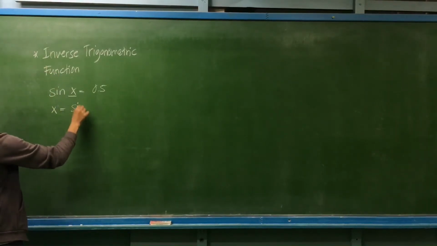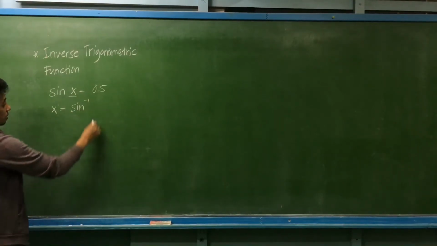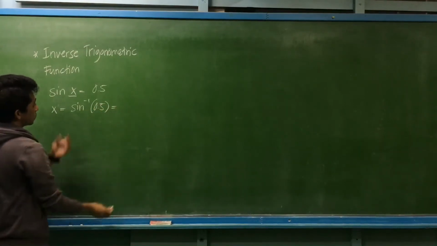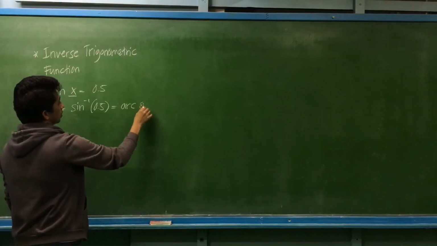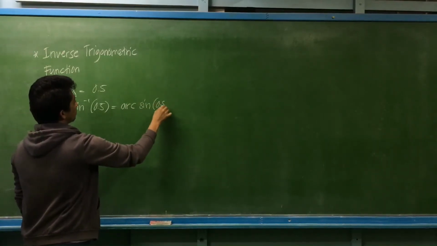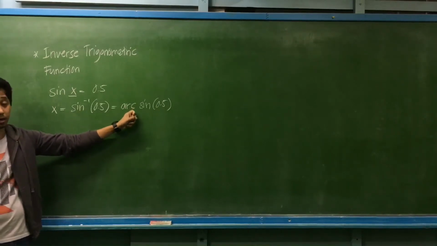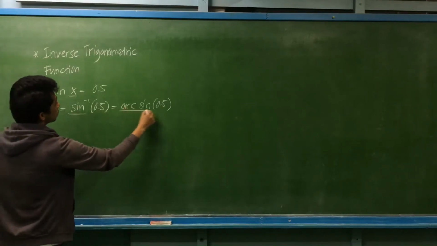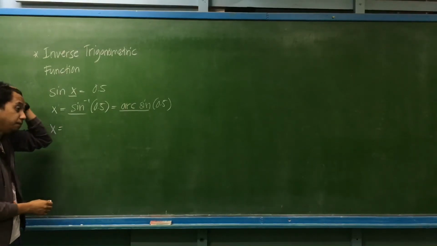This is the same as in your calculators, it will be sine raised to -1 or shift sine of 0.5. Or that is the same as if we are to use the term, usually nilagay sa mga libro, arc, the arc sine of 0.5. That is the same inverse sine or arc sine of 0.5. So ito yung mga tinatawag natin na inverse trigonometric function.